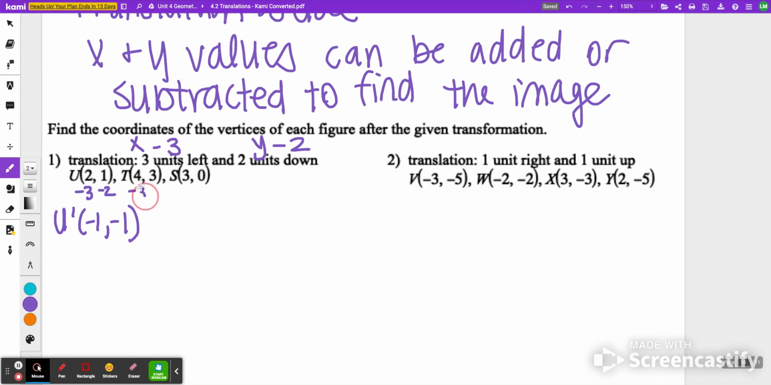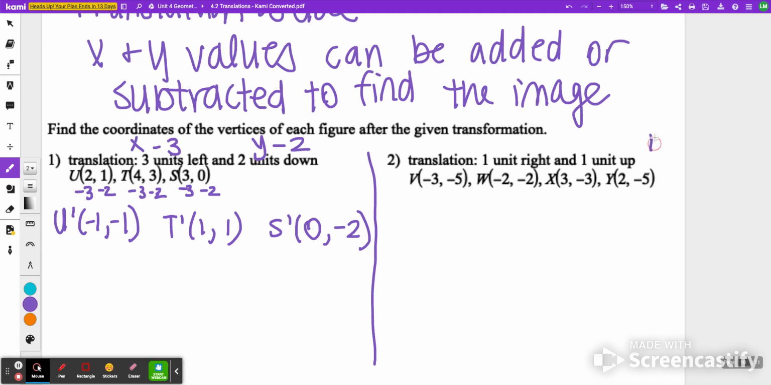Let's do the same thing for t, -3 and -2. T prime, 4 minus 3 is 1, 3 minus 2 is 1, so my t prime is at 1, 1. And then s prime, -3 from the x, -2 from the y. S prime would be 3 minus 3, 0, and 0 minus 2, -2. See if you can pause the video and try this one here, all by yourself.